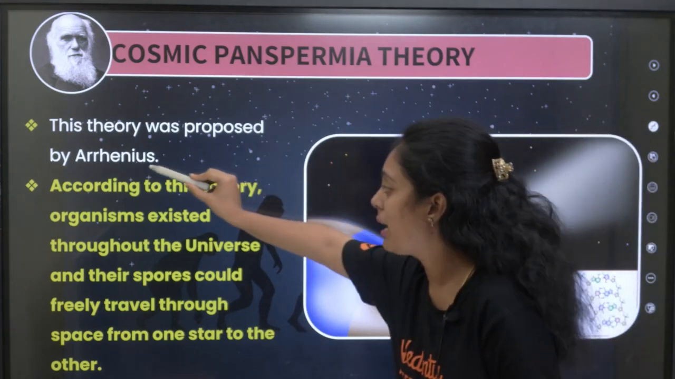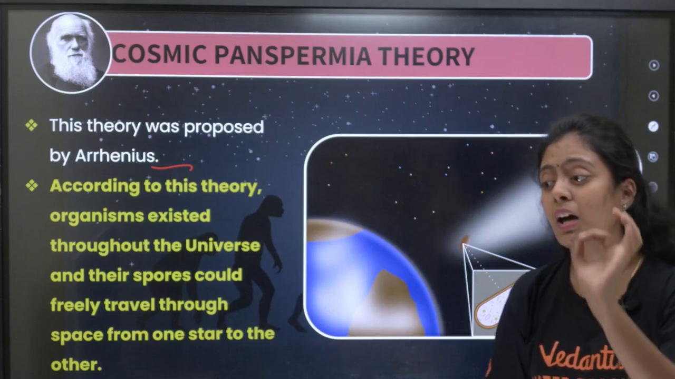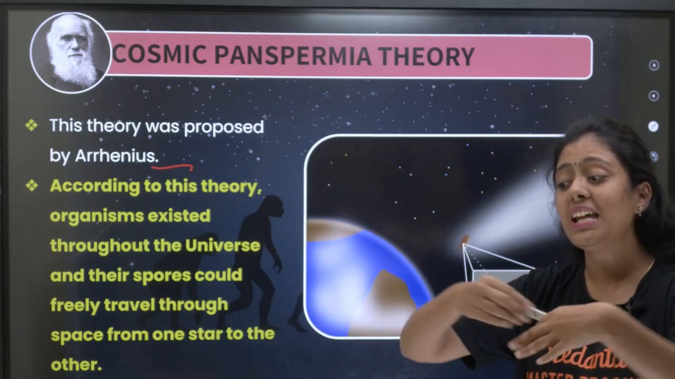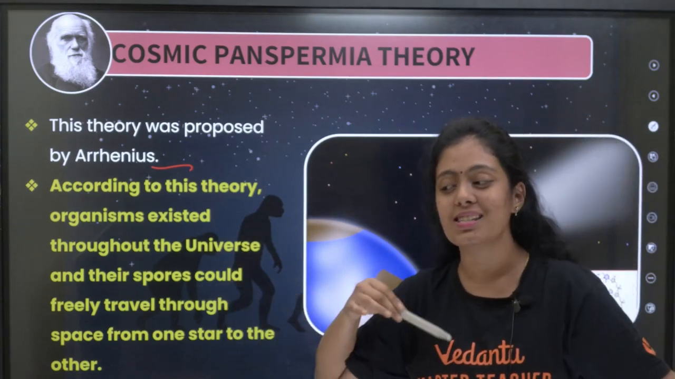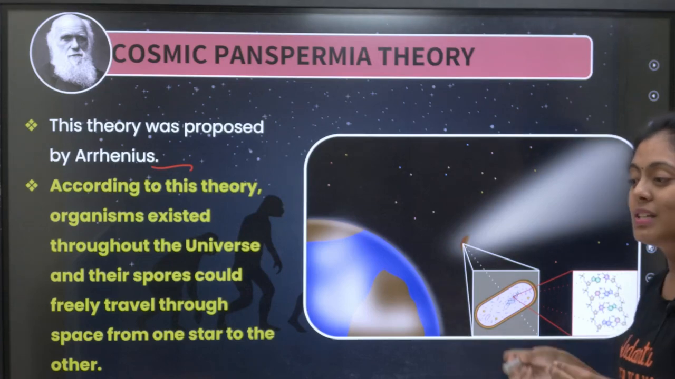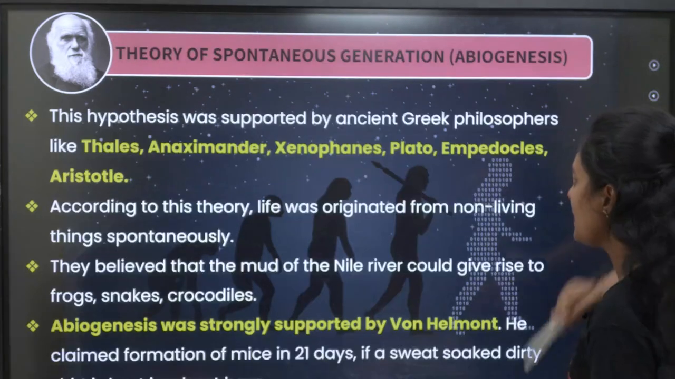Next you have the cosmic panspermia theory. This theory was proposed by Arrhenius. According to this theory, organisms existed throughout the universe and their spores could freely travel through space from one star to another. So this is definitely not true, correct? This is called the cosmic panspermia theory.